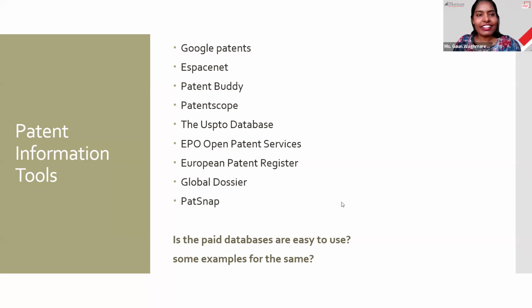So let's see. There are some patent information tools we are using, some paid and some non-paid. They are available free of cost, like Google Patents, Espacenet, Patent Buddy, PatentScope, the USPTO database, EPO Open Patent Services, the European Patent Register, Global Dossier, and PatSnap. These are a few of them.